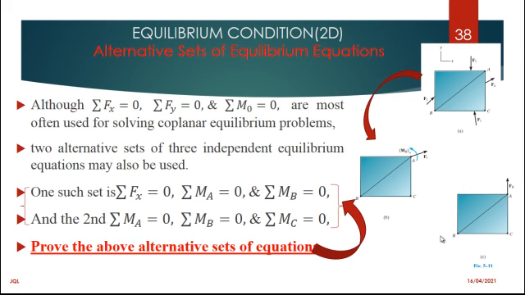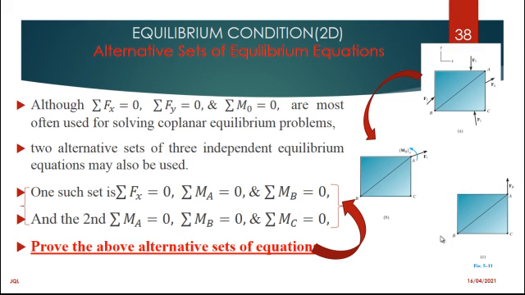One, such as summation of forces in the x, summation of moments about A, summation of moments about B equals 0. The second one is summation of moments about A, summation of moments about B, and summation of moments about C equals 0. How do you arrive at these alternative equations?